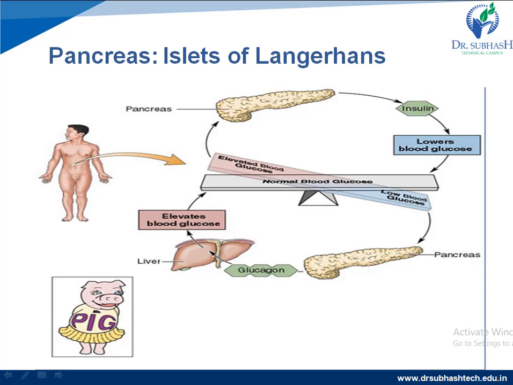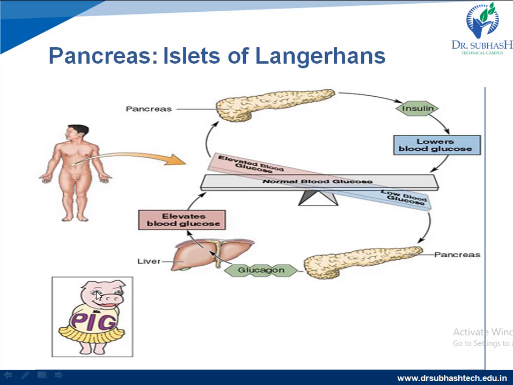In the exactly opposite condition, when there is a low blood glucose level, the pancreas will be stimulated to release glucagon, and glucagon acts on the liver cells where the glycogen was stored. This glycogen undergoes breakdown, or lysis, to form glucose, and that glucose will be liberated into the blood of the systemic circulation.